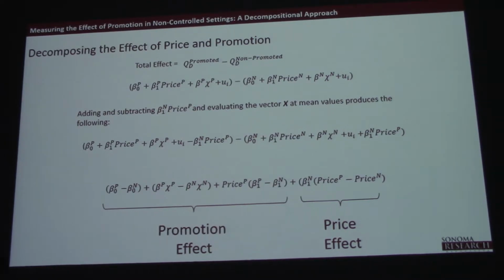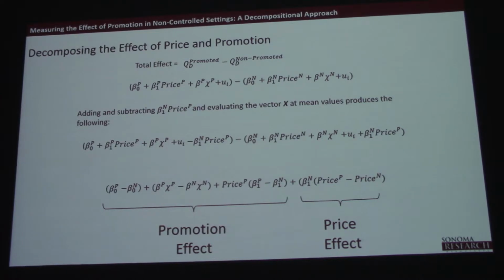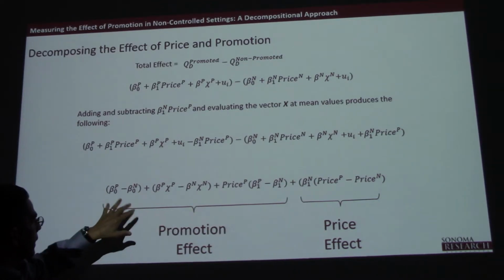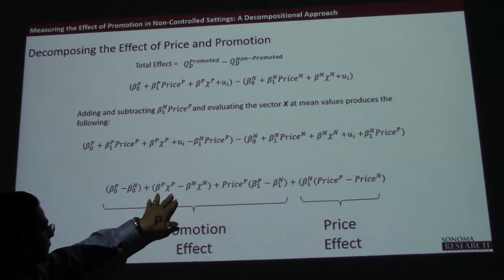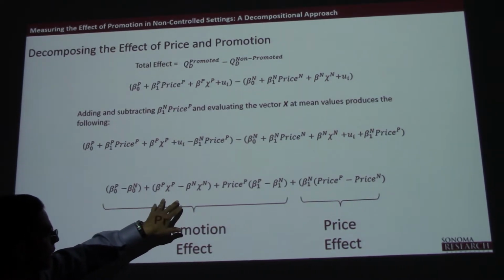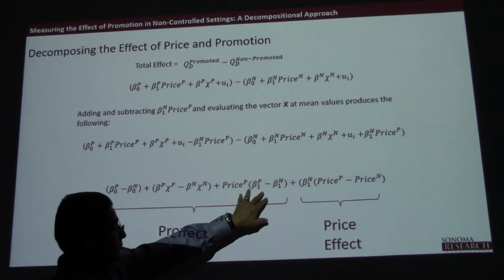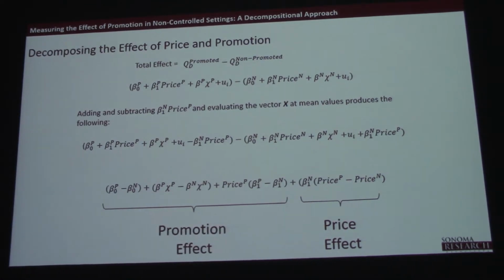Because we have price and promotion occurring simultaneously, we have to, in essence, decompose the effects. So again, difference in the intercepts. This is the difference in the slopes, and this is the difference in the effective price between the two curves.